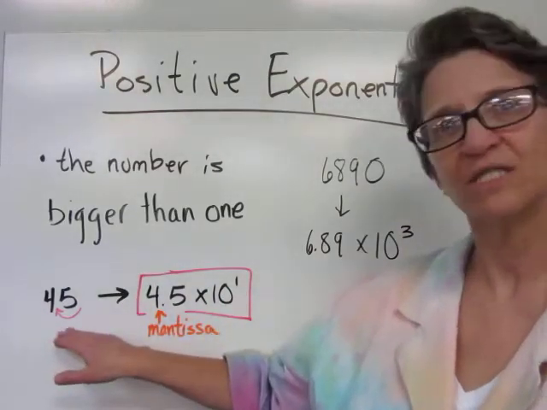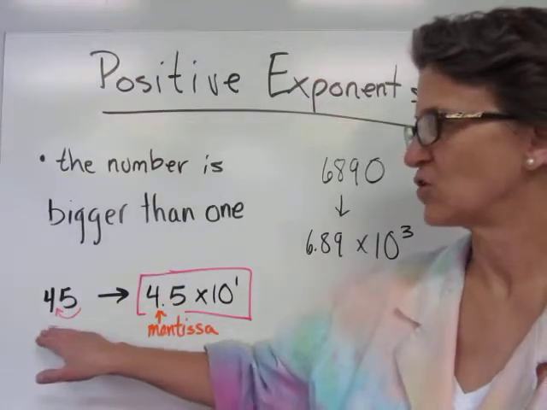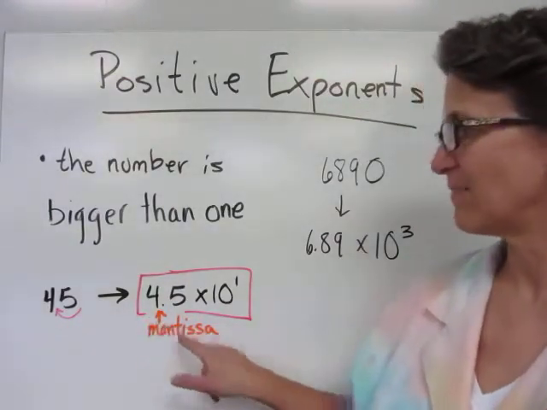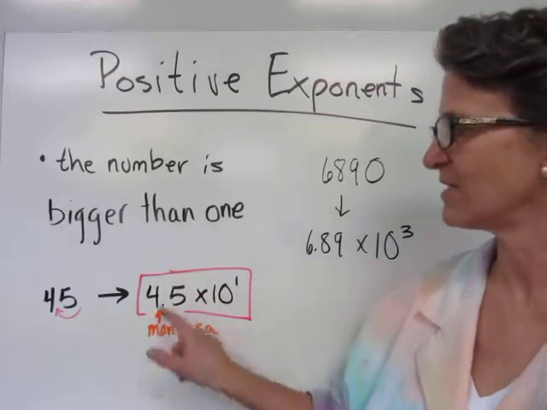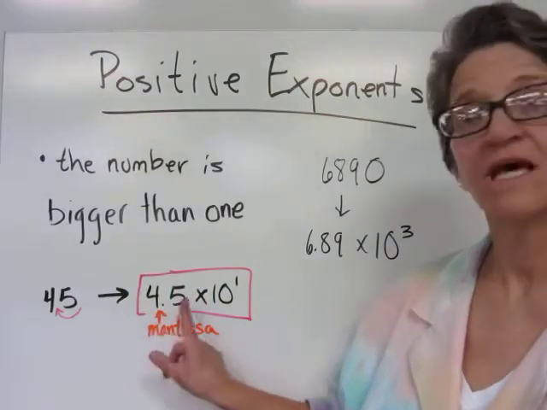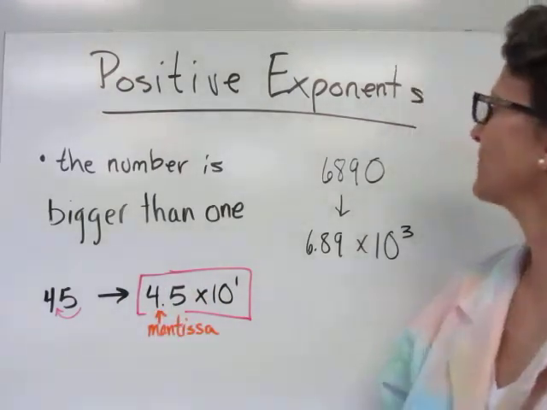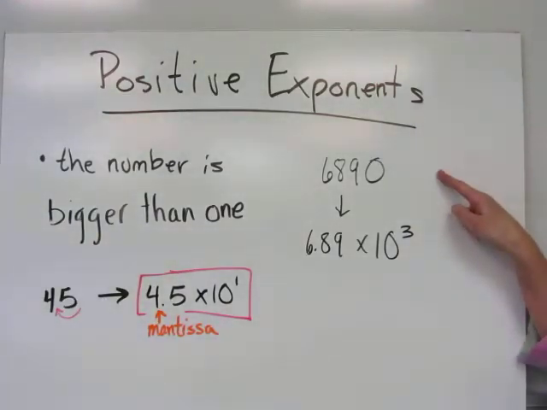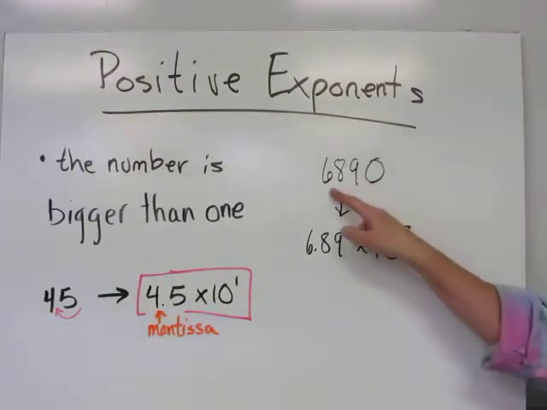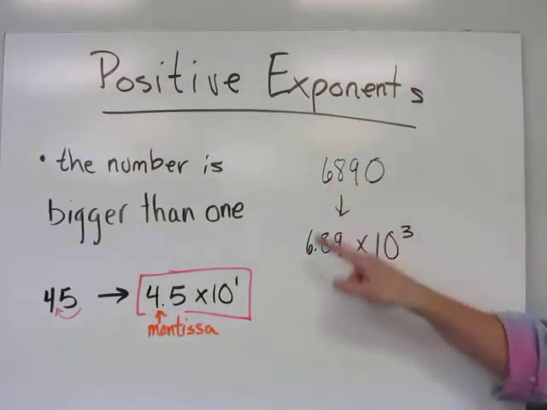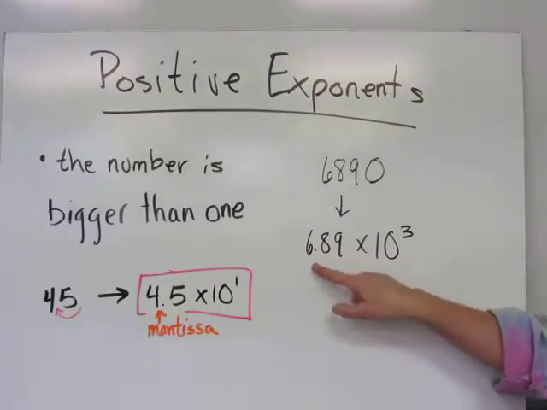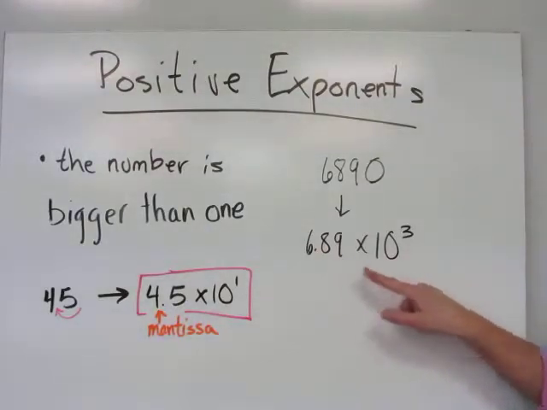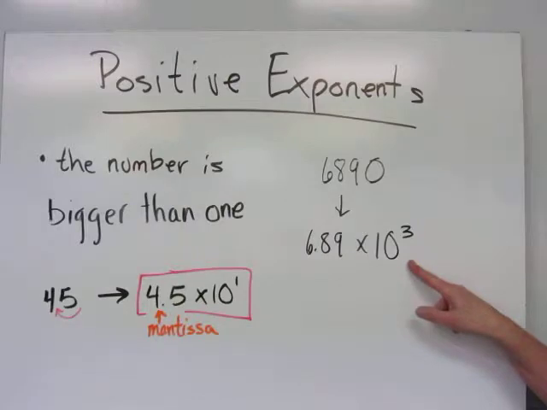Do pay attention to significant figures. I have 2 in my number, and so my mantissa, the first part of this, needs to have 2 sig figs. If we look at 6,890, we have 3 sig figs. Move your decimal 1, 2, 3 places. So you have a number of 6.89, which is your mantissa, multiplied by 10 to the third.